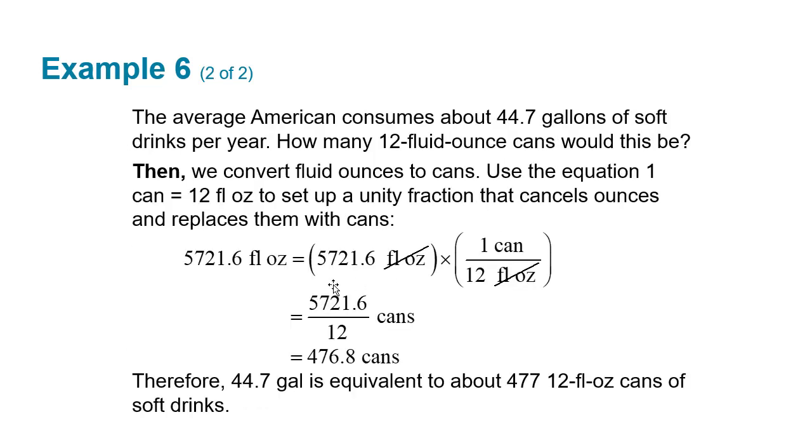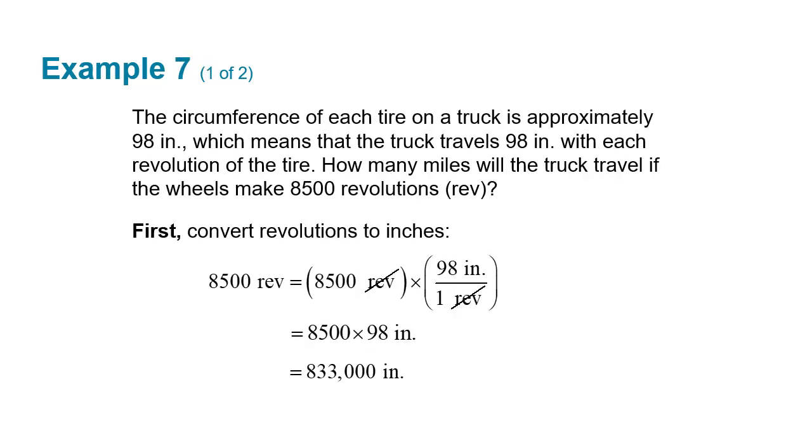But in any case, we're taking that number, dividing it by 12, and getting 476.8, which is basically the same. We'd round up and say roughly 477 12-ounce cans of soft drinks, which is more than 1 a day. So if that statistic of 44.7 gallons is correct, which I sure hope it is not, that's more than 1 a day, which is a lot.